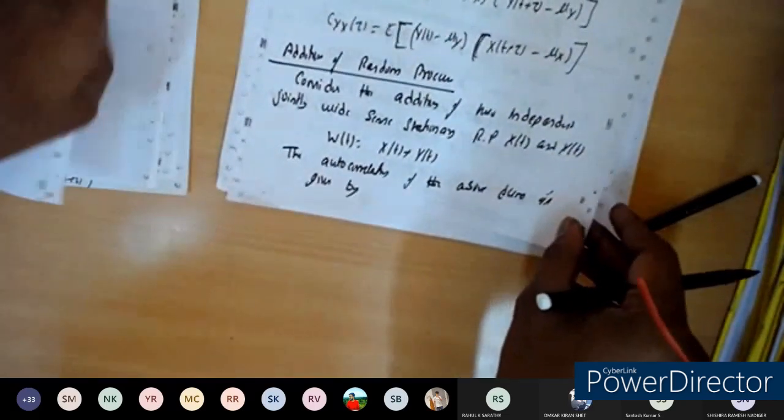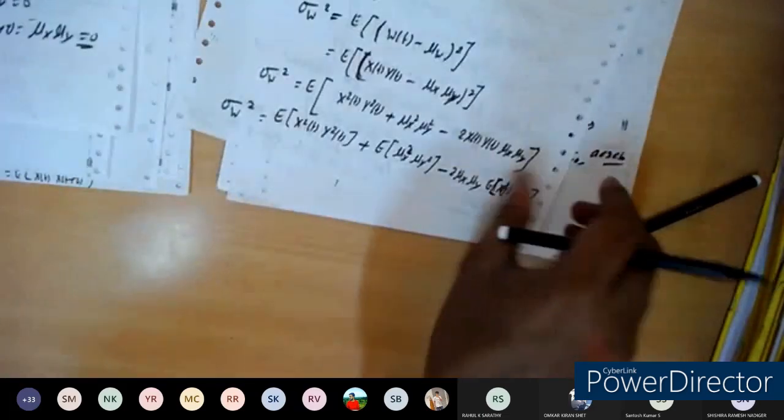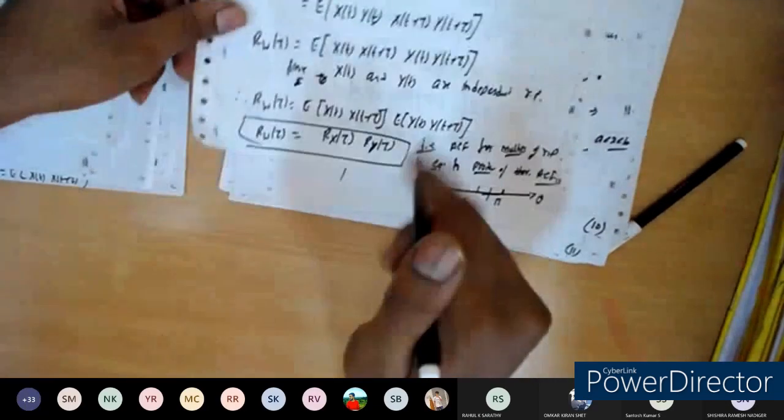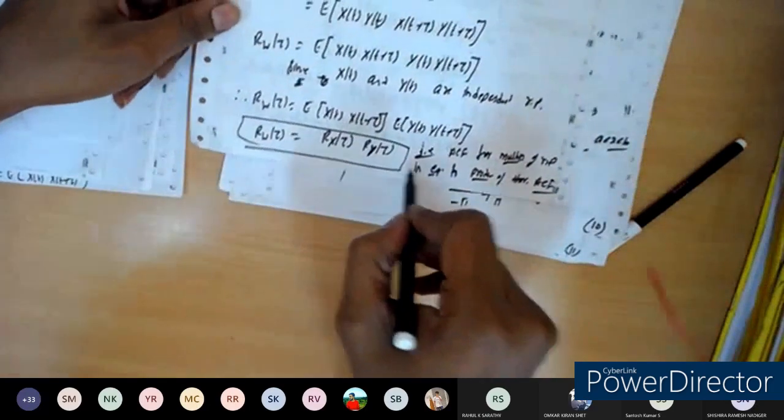Afterwards, we saw the addition of random processes. We added the random processes and found the corresponding mean, and we did the multiplication of random processes and found the corresponding mean, variance, and autocorrelation function. Afterwards, we saw some problems on the autocorrelation function and its product property.